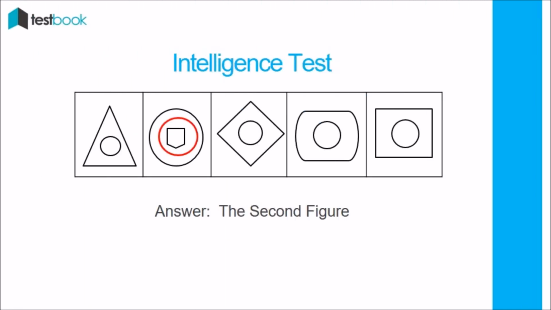As you can see on your screens, we have circled the second figure. This is because the internal diagram in the second figure is not circular as it is in the other 4 slides. This is why the second figure is different from the other 4 figures, which is going to be our answer.